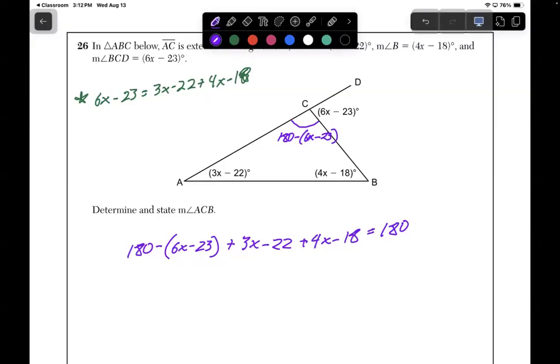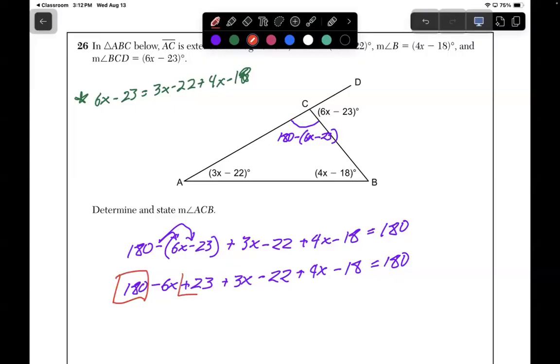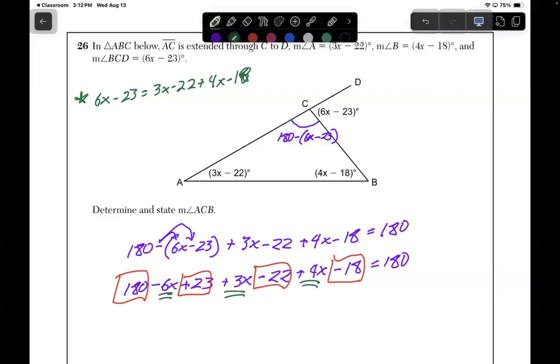All right, so 180 minus 6x minus 23. That's the same as 180, because I have to distribute that negative sign, as minus 6x plus 23 plus 3x minus 22 plus 4x minus 18, all equals 180. Now what do I have to do? Combine like terms. So we have all of these constants, or numbers, and we have these x terms. Let's go ahead and combine those.